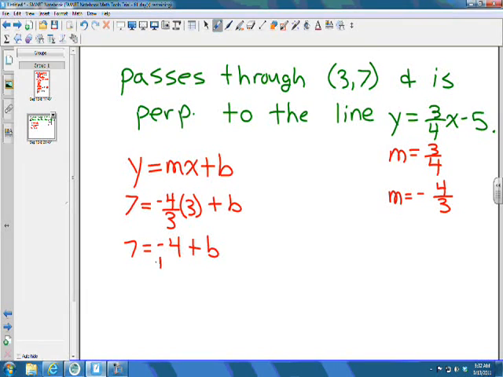So what is b? 11 equals b. And then you just write your equation. Make sure you use the correct slope and not the other one. So what if it said parallel to this line? What slope would you use? 3/4. You don't change that one at all. Leave it as it is.